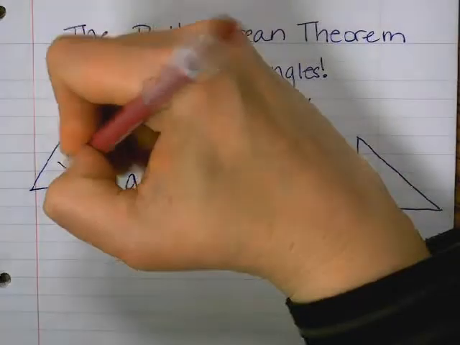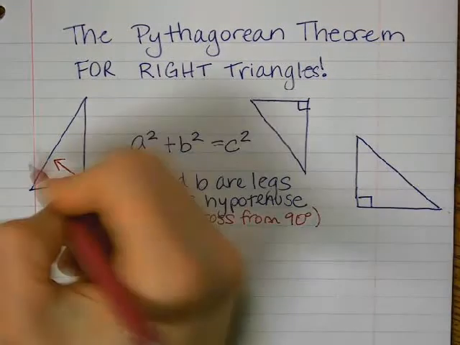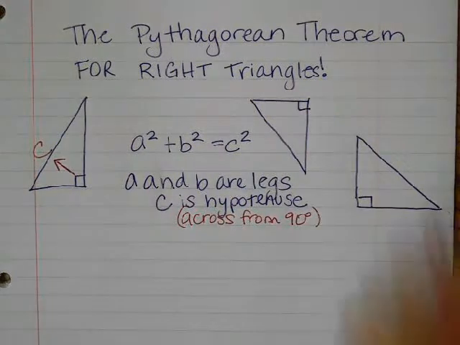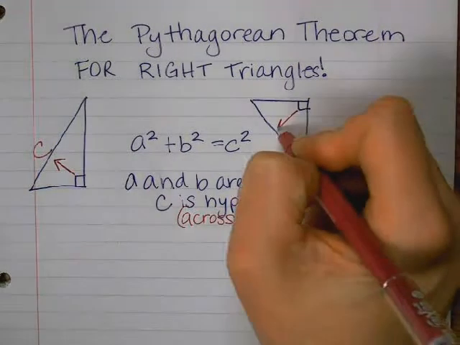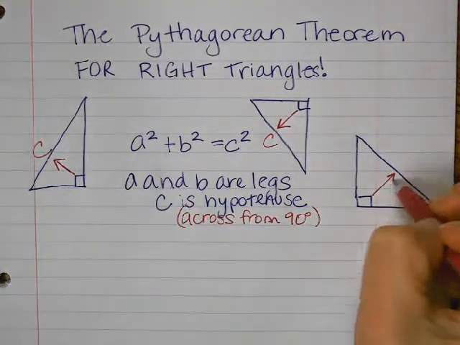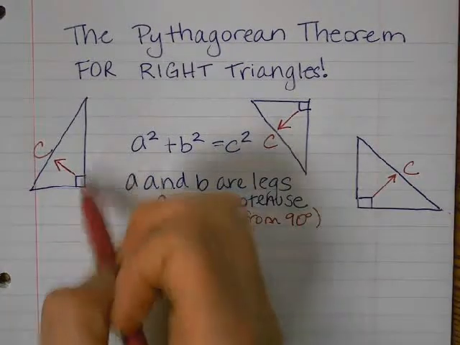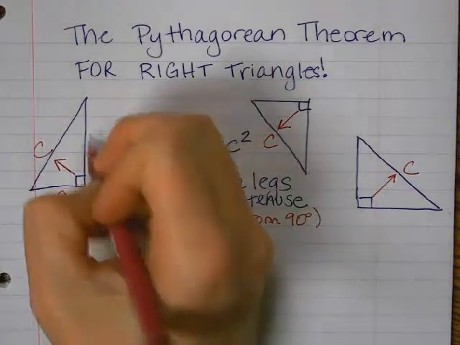Okay? So here's the 90-degree angle, right here. So if I draw an arrow, this is C. Okay? If I draw an arrow, here's the 90-degree angle, draw an arrow, that is C. Here's my 90-degree angle, draw an arrow, that is C. Okay, so it's going to be the diagonal looking one. Okay? And then A and B are always going to be the other two.